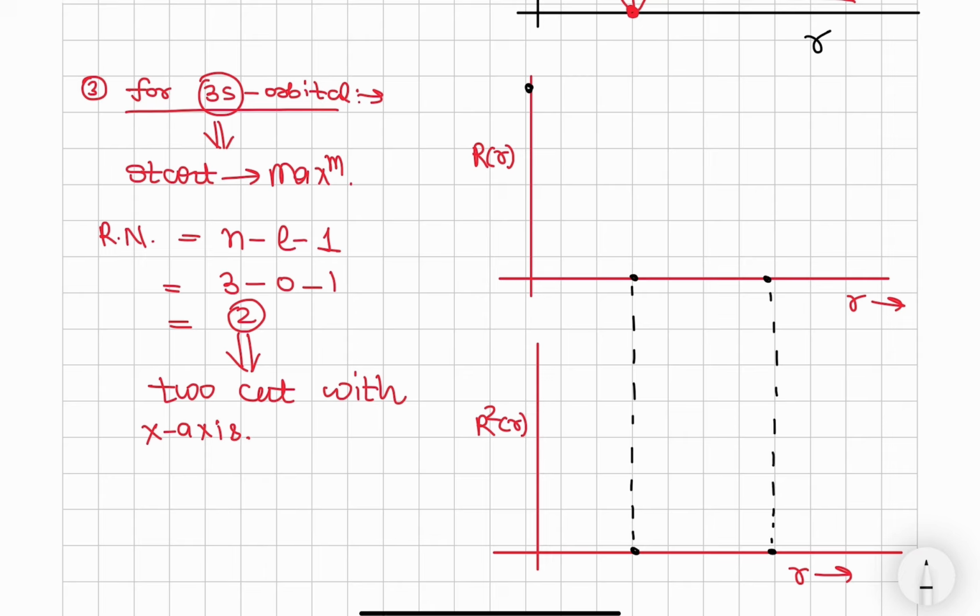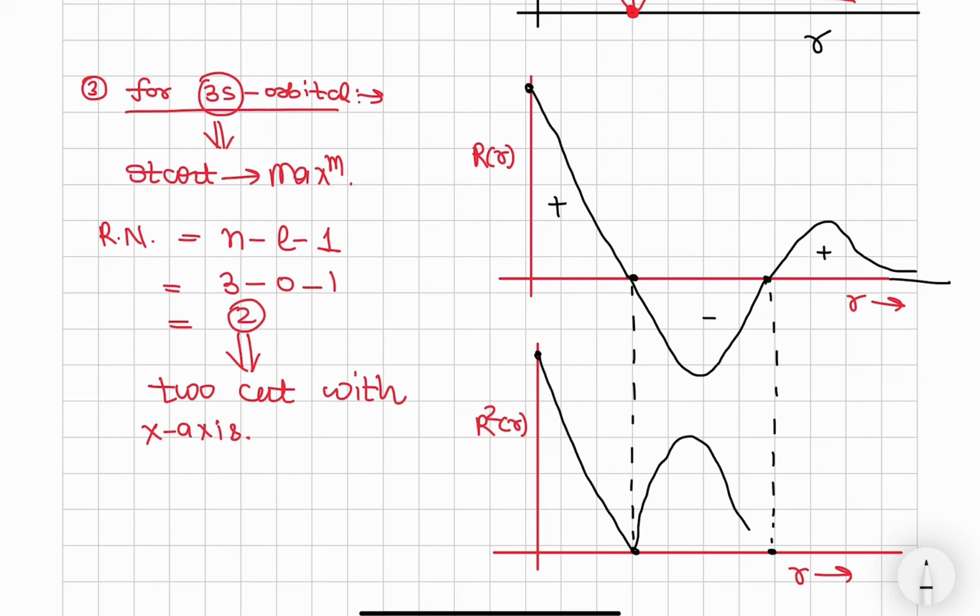Okay, let's draw it. First of all graph will start from positive maximum value. Depth decreases, again height decreases. The graph continuously changes its sign, first from plus to minus and minus to plus, and parallel to x-axis. Let's draw it for R square versus R. The graph which is negative becomes positive, and remaining will be same. So draw it, this one and this one and this one. Okay, this graph will be for 3s orbital.